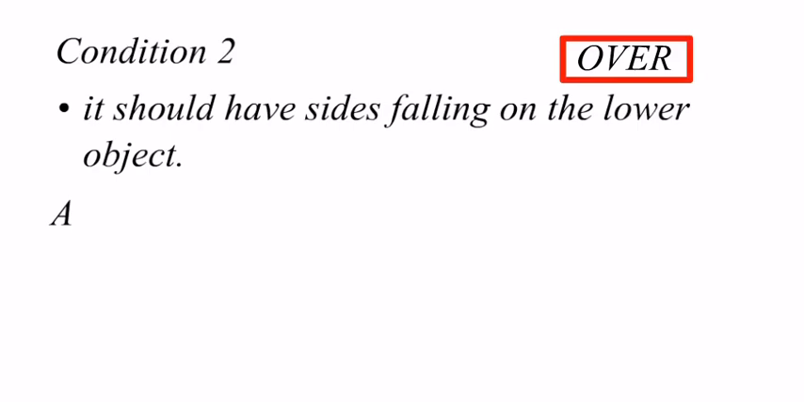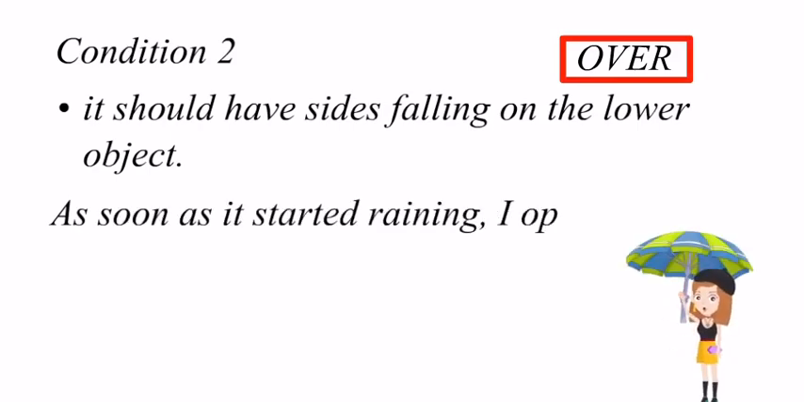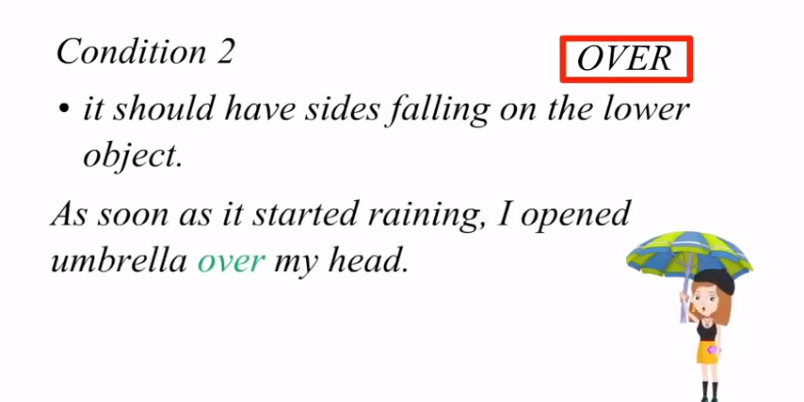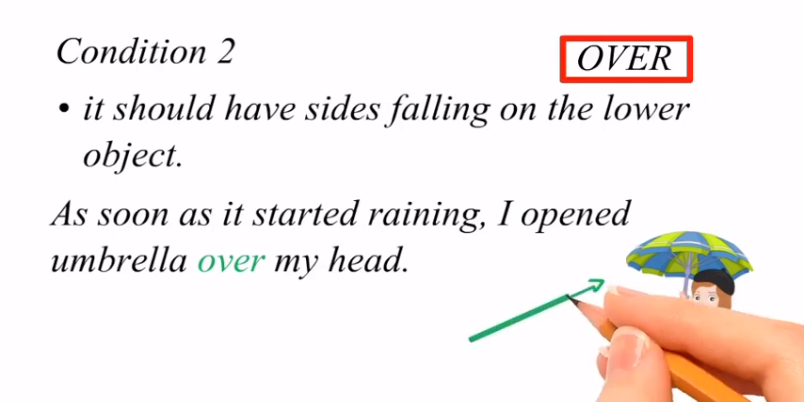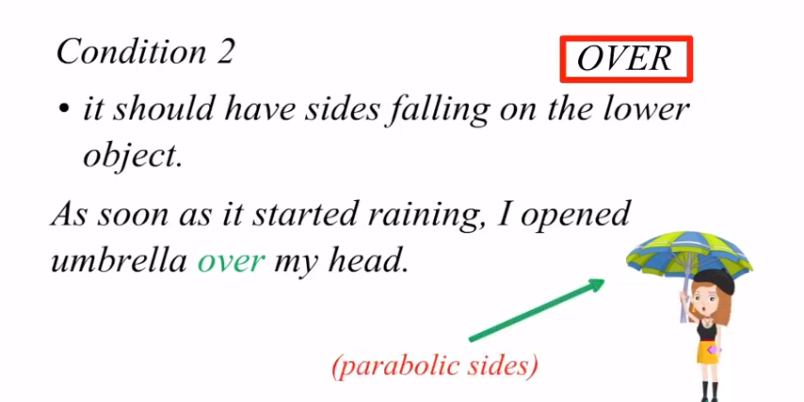See the next example. As soon as it started raining, I opened the umbrella over my head. So when I opened the umbrella, it actually covered me from all sides, because an umbrella has 3D parabolic sides which fall over our head. So the upper object should have its sides falling on the lower object and it should look like a 3-dimensional object.